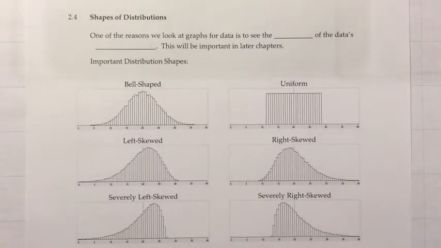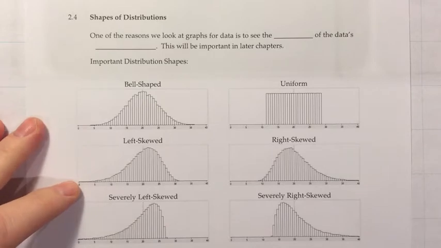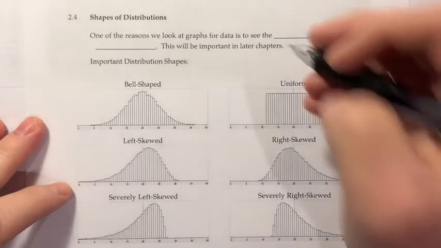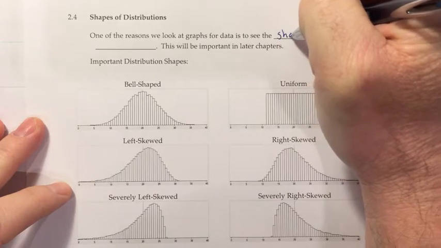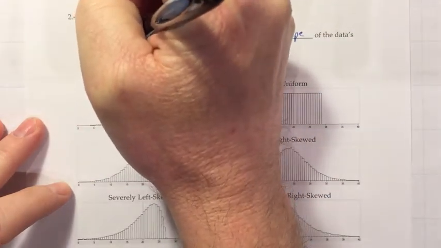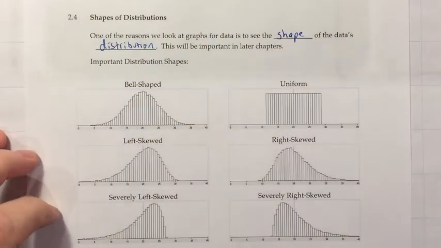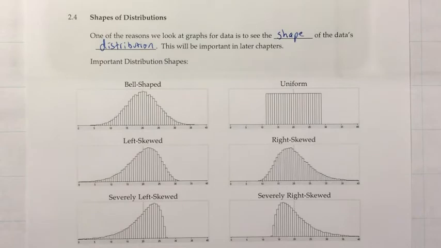Section 2.4, Shapes of Distributions. So far in this chapter we've been doing a lot of looking at grouping and graphing data, and one of the reasons we look at graphs for data sets is to see the shape of the data's distribution. And this is going to be important to us in later chapters.